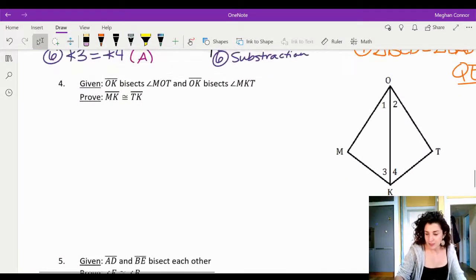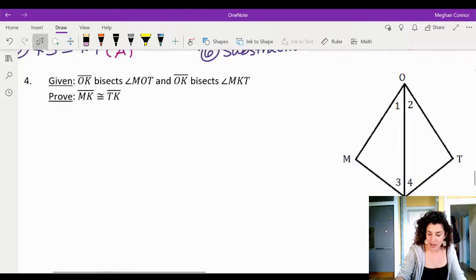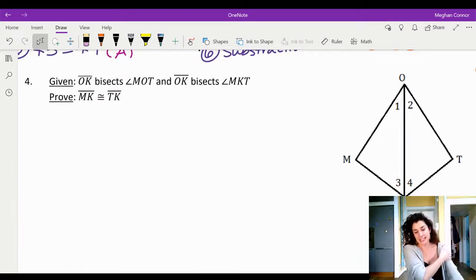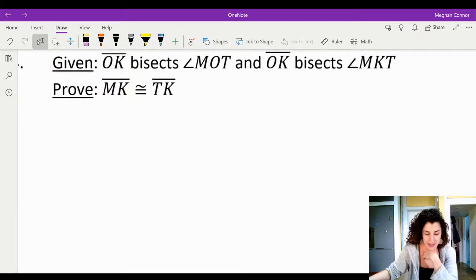Next proof. We are given that OK bisects MOT and it bisects angle MKT. We probably have alarms going off in our head like, hey, I know what bisect means. It means that it makes them equal to each other. Okay, awesome. Let's go ahead and go down that garden path. Get started on our labyrinth.